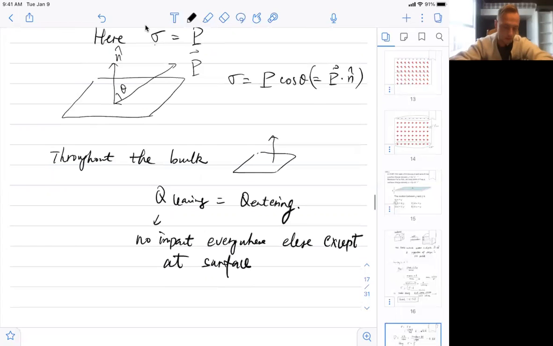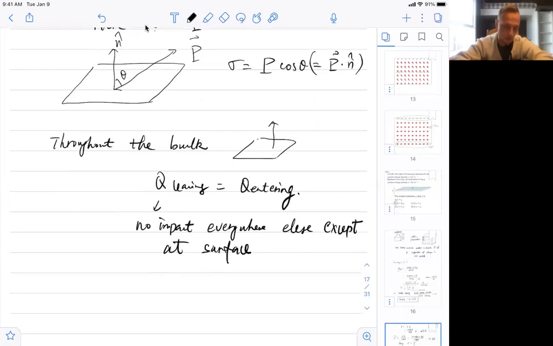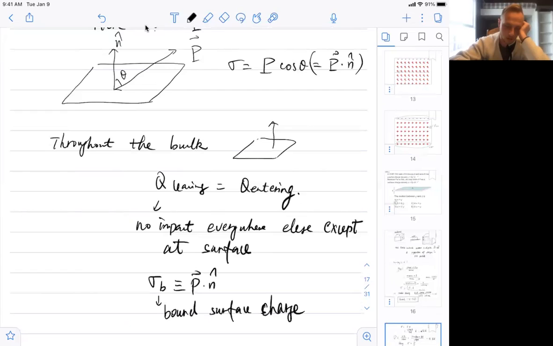Because at the surface, the charge can only arrive at the top surface; it cannot go any further. So the top surface ends up with some bound surface charge density, and the bottom surface ends up with a negative amount of that bound surface charge density. The sigma_b bound is P dot N hat, and we call that the bound surface charge density. Okay, so that is the effect of having polarization.